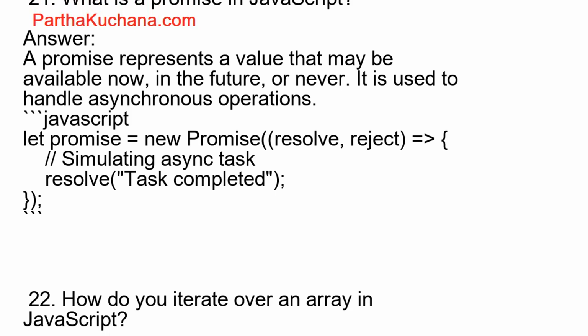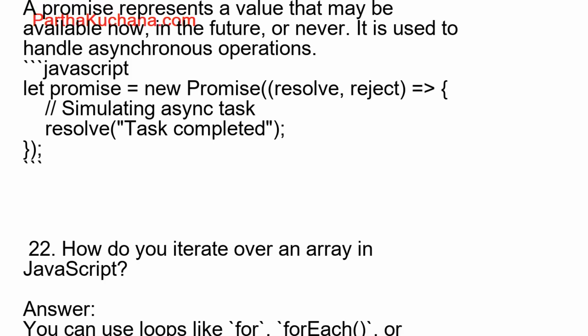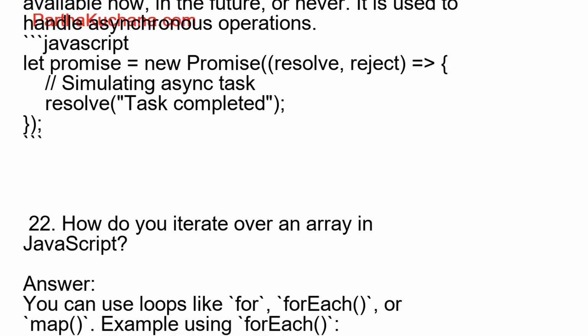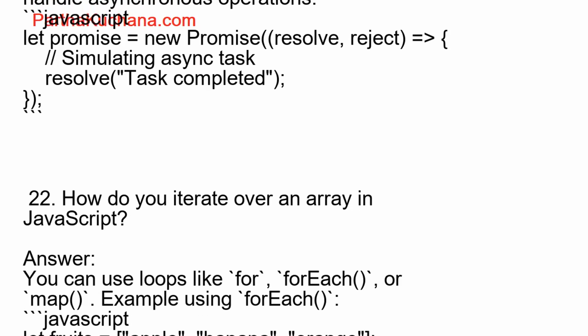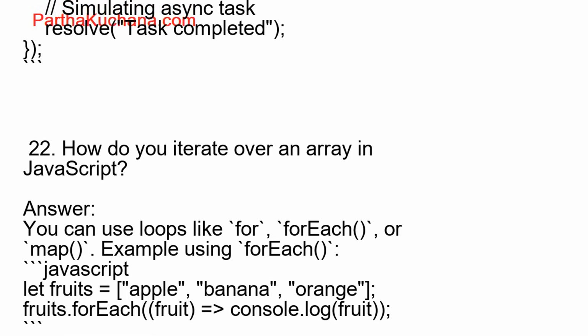23. What is the DOM? Answer. The DOM, Document Object Model, is a programming interface for web documents. It represents the page so that programs can change the document structure, style, and content.